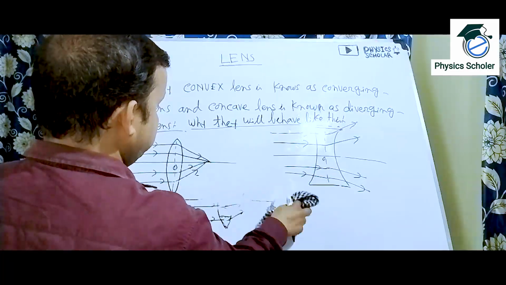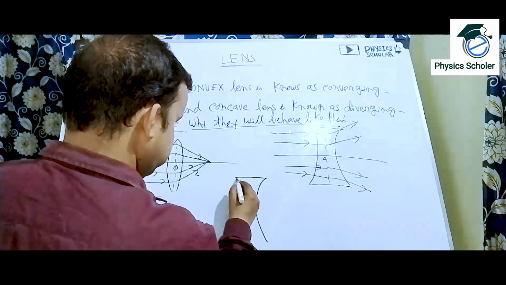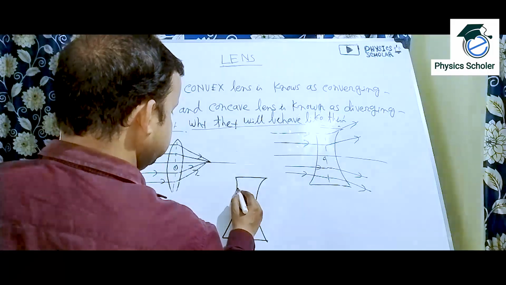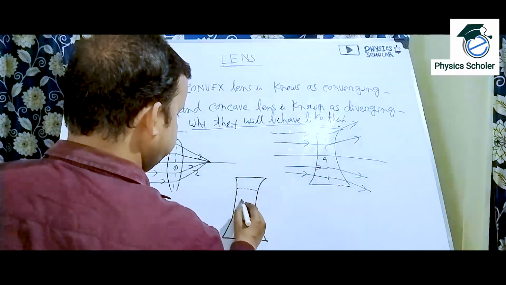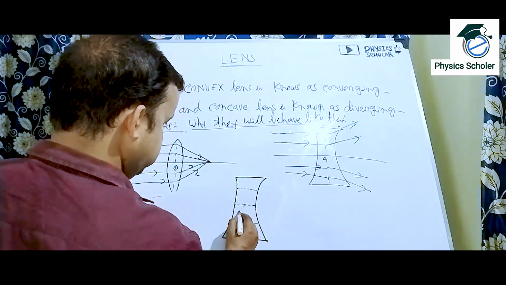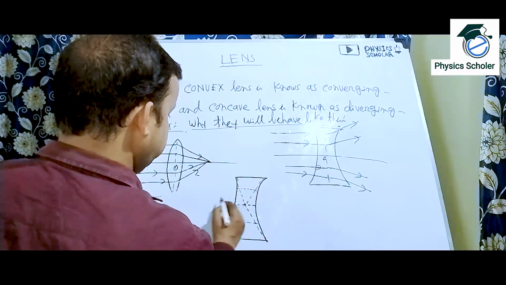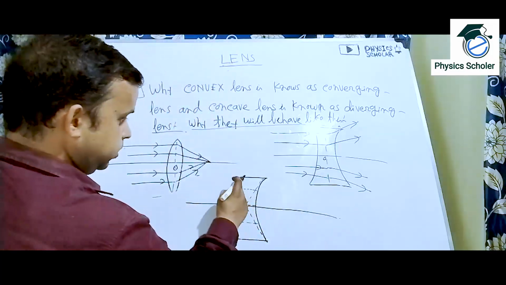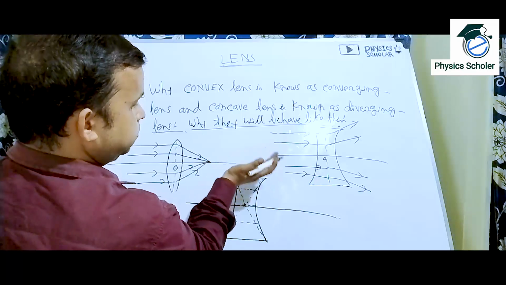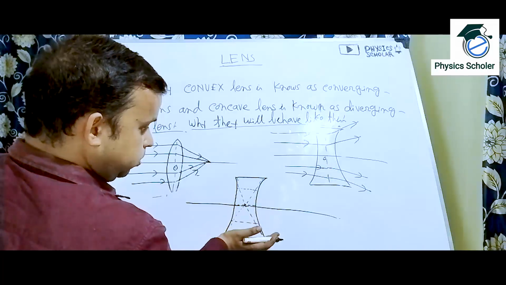Now, why will this be diverging in nature? It is a concave lens. So see, this may be considered as a prism. This may be considered as a prism. So see, this is a triangle. For this, in the upper portion, the base will be upside. In the upper portion of the principal axis, the bases of the prisms are upside, and in the lower portion, the bases of the prisms are downside.